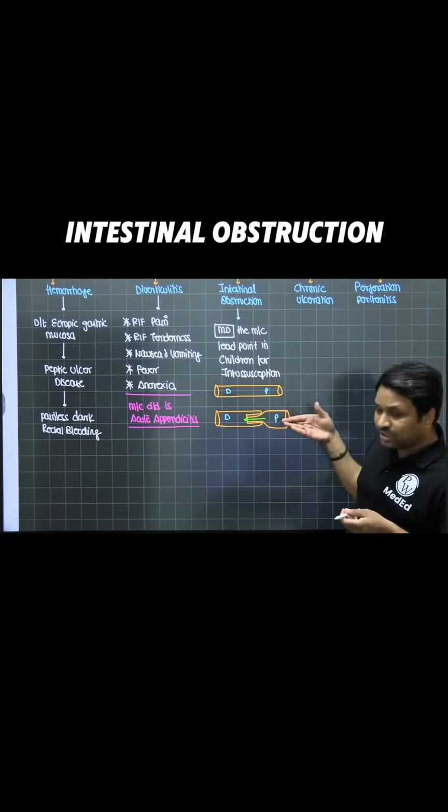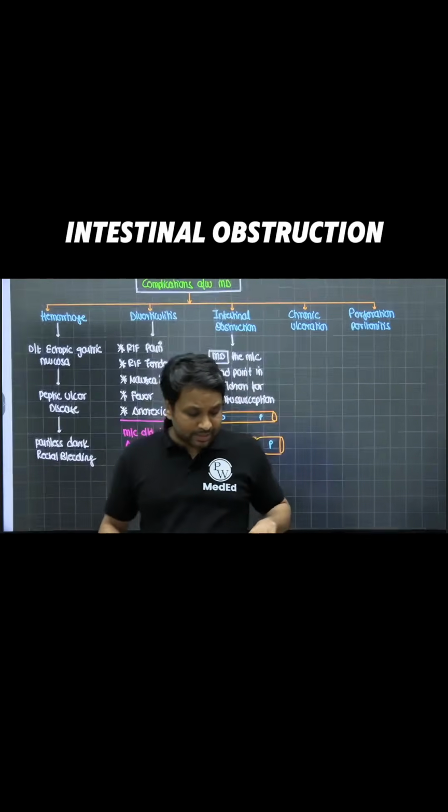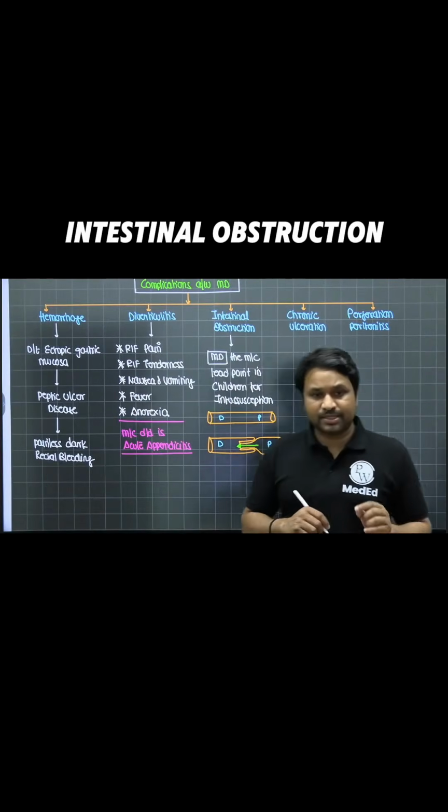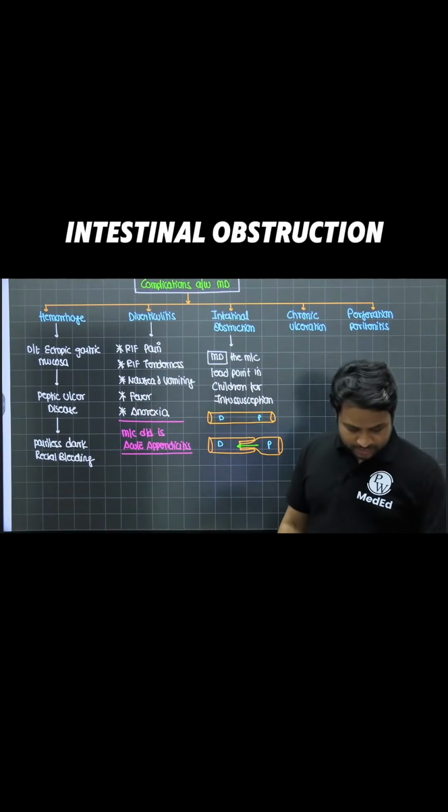When the proximal end of the bowel goes into the distal end and clogs it, this is what we call intussusception, and that is what is caused by Meckel's diverticulum. It is caused by your Meckel's diverticulum, right?